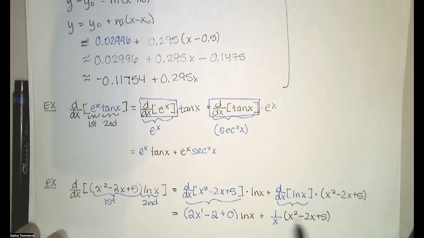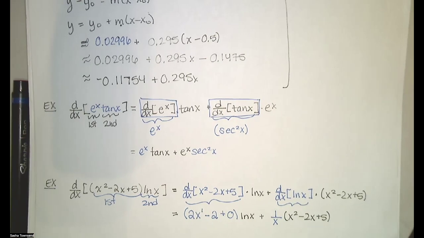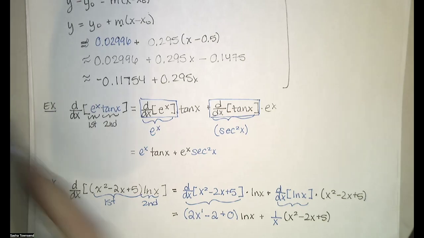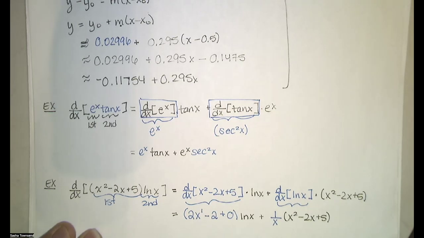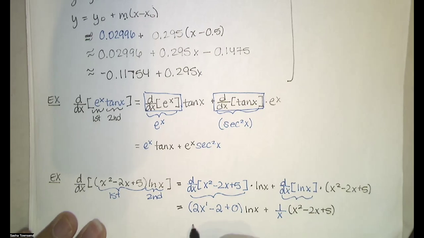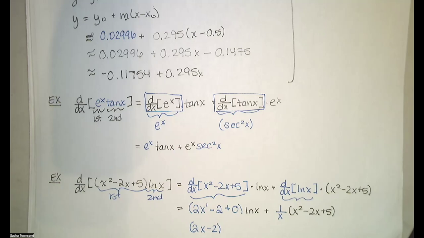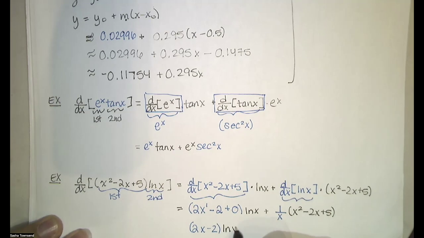Or not the original function, the original first function. And then you can simplify wherever you can. Of course, this can be simplified as just 2x minus 2. The natural log of x is still there. And then you can leave this like this if you want to, or you can write it as a quotient. I think I'd rather write it as a quotient.